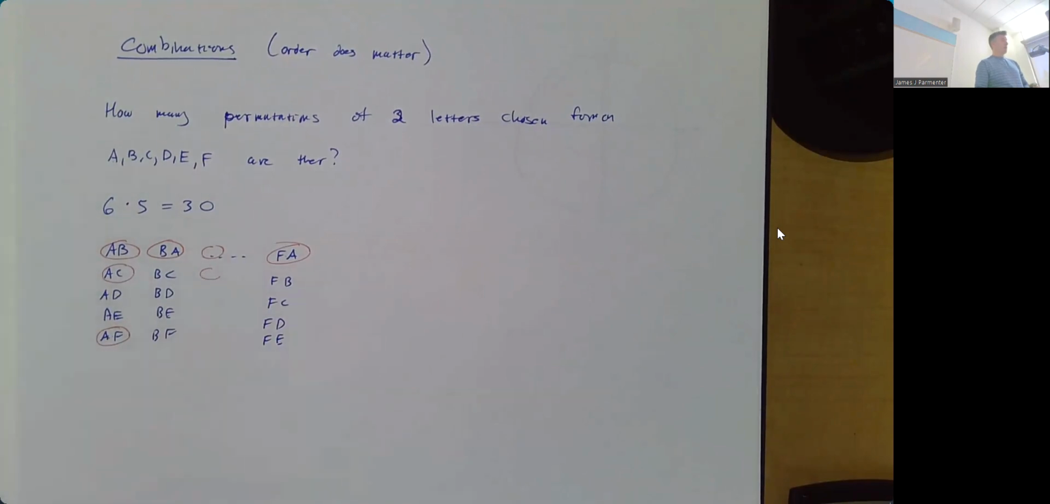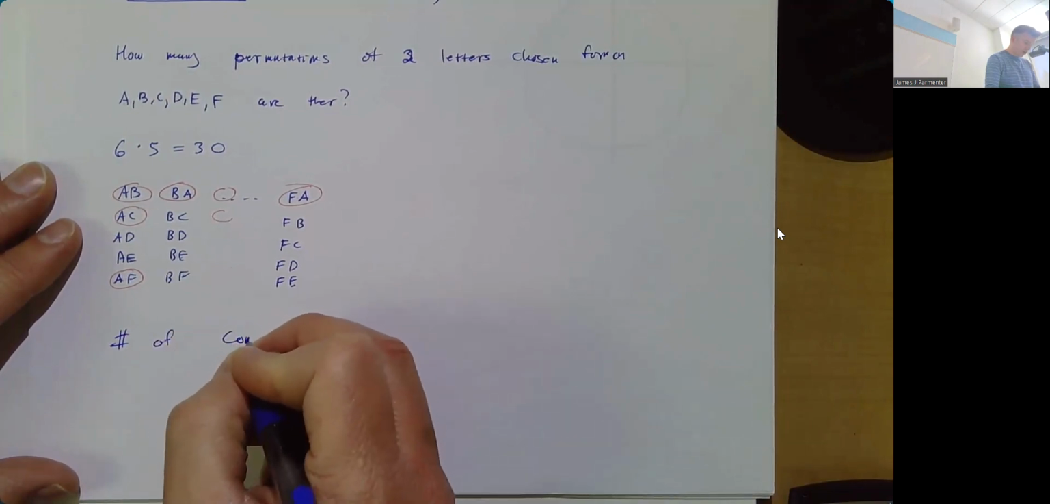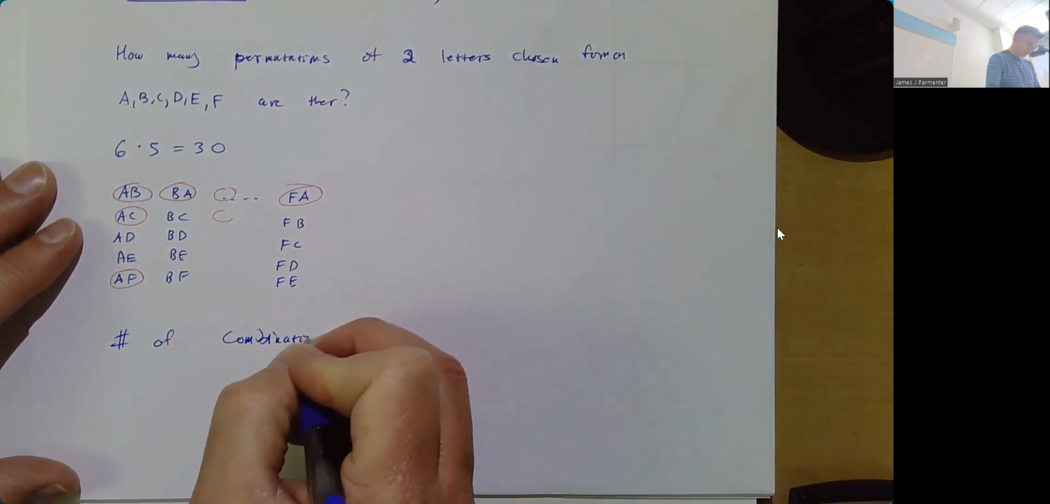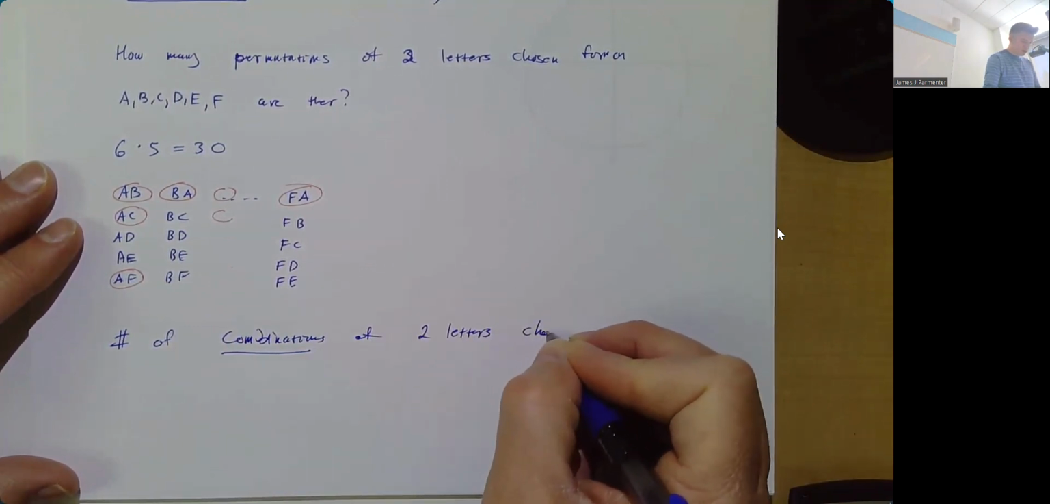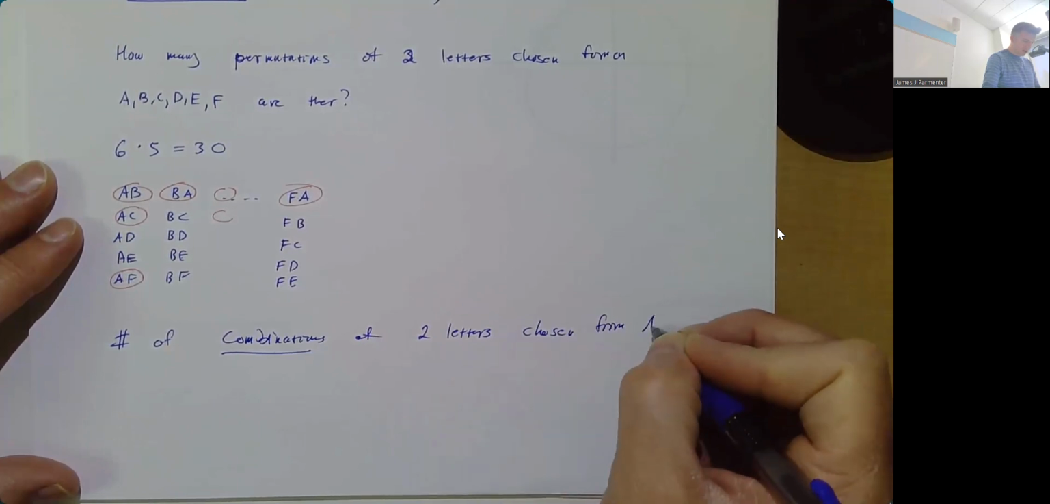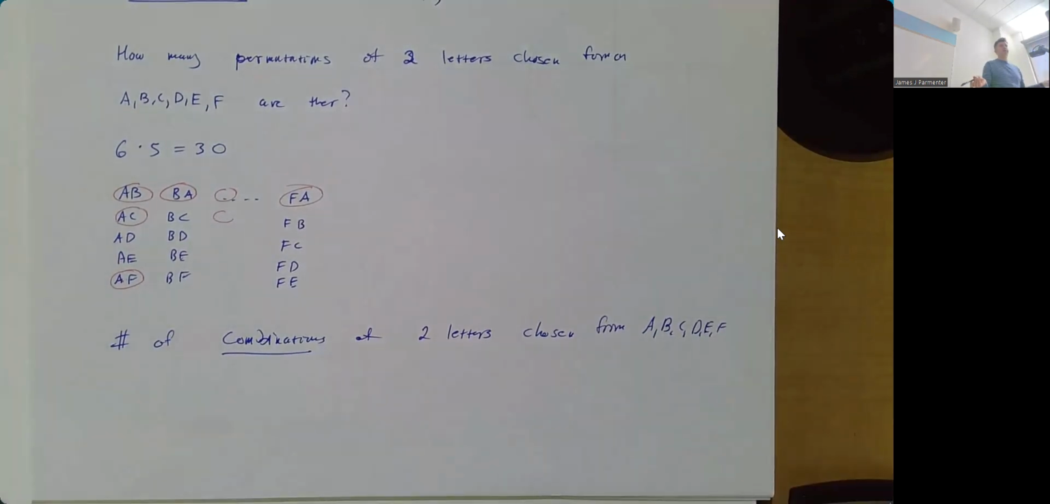So if I care about the number of combinations of two letters chosen from A, B, C, D, E, F, basically, here's the easy way to say it. The number of combinations of K things out of N things is the same as the number of permutations, but then you divide by the number of ways of permuting those things. So you divide by, in this case, 2 factorial, or in general, you divide by K factorial.